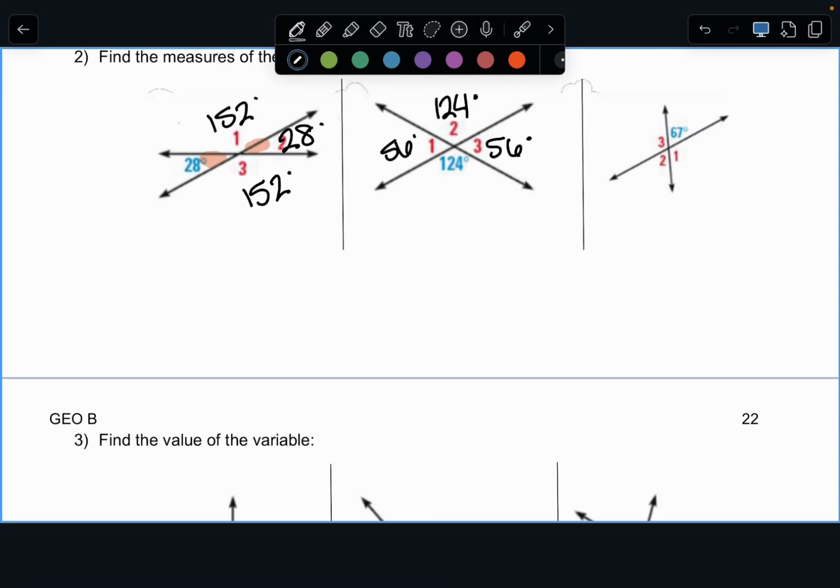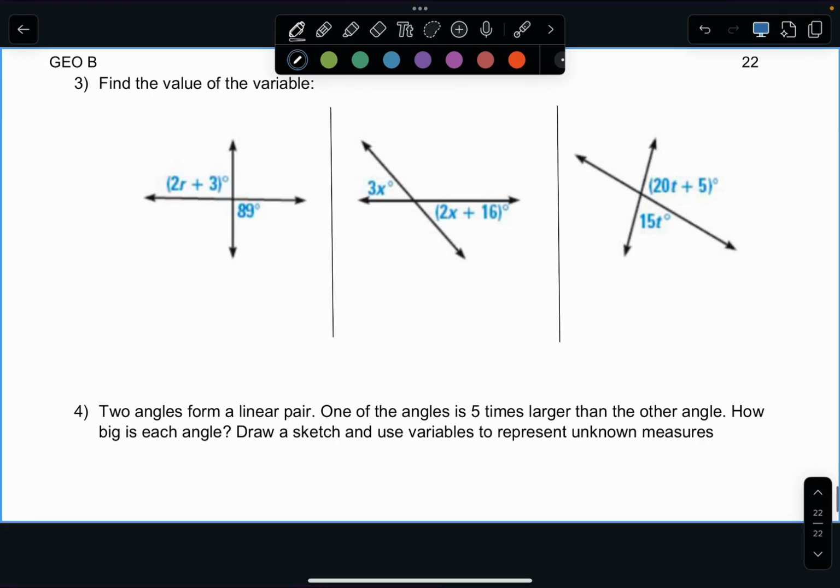Okay, let's skip this one for now for time's sake. Let's go to the very last page. You will have some like this on your homework, where you have to find the value of variables that are parts of linear pairs or vertical angles. So, when you look at stuff like this, I want you to first think, do you have a linear pair or vertical angle? So this first one, what do you think, vertical angle or linear pair? Vertical angle. They are across from each other in the X shape.